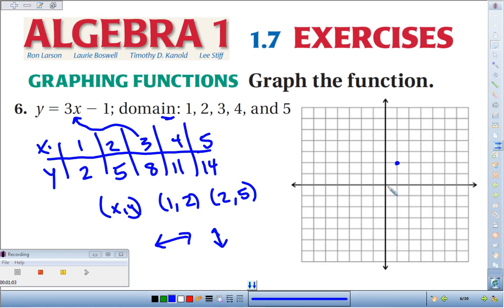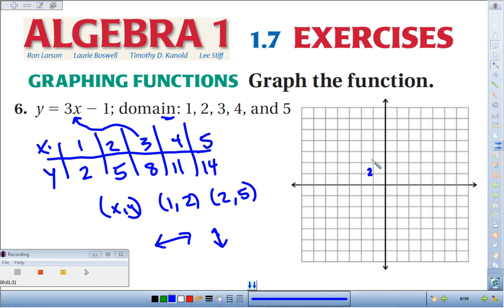We've got 2, 5. So over 2, up 1, 2, 3, 4, 5. And you might notice, shoot, we're not going to be able to fit things on this graph. So this is a great example of where we might need to change the scale in order to fit our points on the graph. Our x's only go from 1 to 5, so we're not going to have any trouble fitting that. But our y's go from 2 to 14. So maybe instead of going by 1s, I'm going to go by 2s. And I can signify that by just marking the first line as a 2.